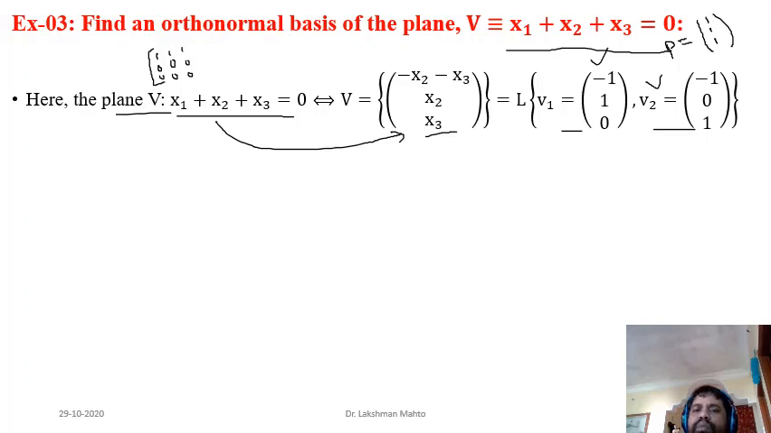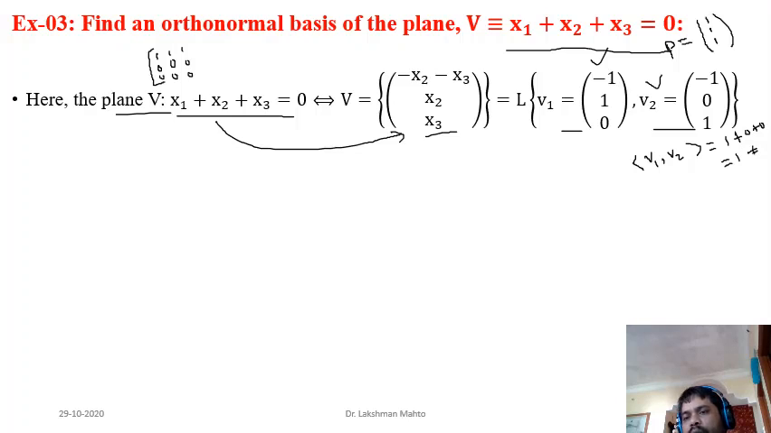But what kind of basis elements are these v1 and v2? Is it orthogonal? Find the dot product and check the orthogonality. If it is orthogonal, then the job is done; there is no need to go for the construction of an orthogonal basis, you just need to normalize. But if the inner product is not 0, then definitely we have a problem, and we need to construct an orthonormal basis. So what is the inner product of v1 and v2? It is minus 1 times minus 1, that means 1; 1 times 0 means 0, and 0 times 1 means 0. That means 1 plus 0 plus 0, so it is a non-zero quantity. So definitely v1 and v2 are not orthogonal to each other. The inner product is not equal to 0.